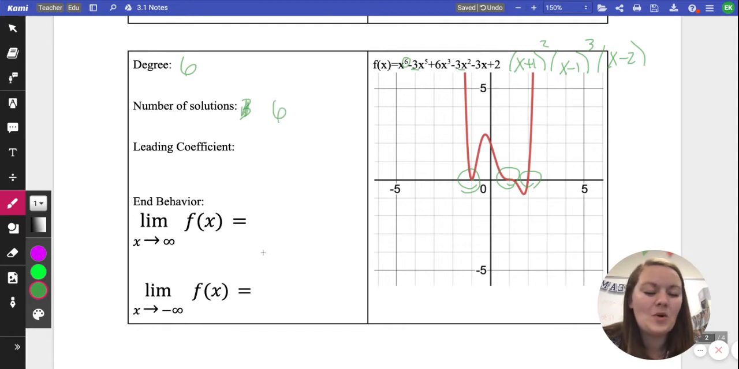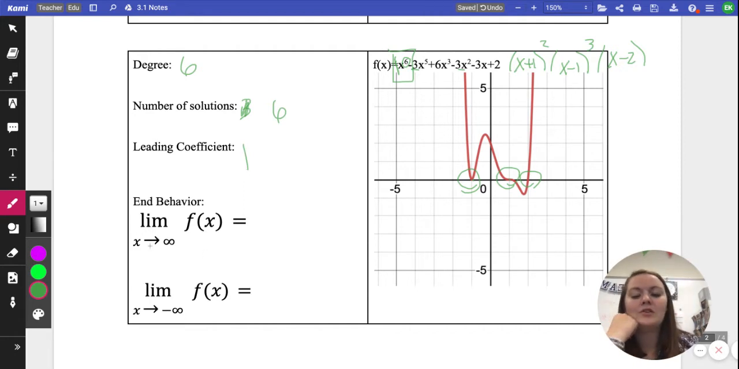We'll talk more about it later, what it means when you have multiple solutions. But do you notice a pattern? Degree 6, 6 solutions? Interesting. And what is the leading coefficient? The highest power was x to the 6. So what number is being multiplied? There's not one you can see right away, but there's always that implied 1. I'm always saying, there's always the 1 right there. So our leading coefficient in this case is 1.